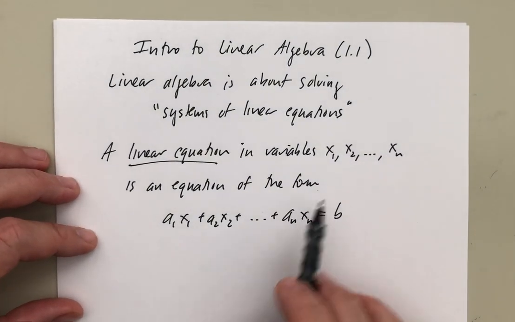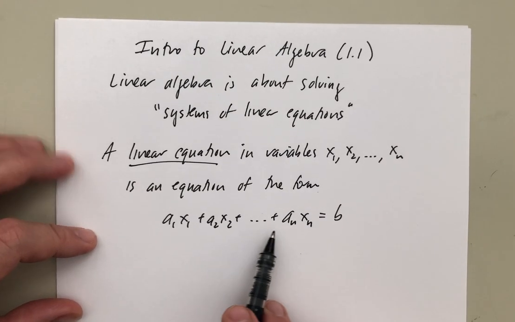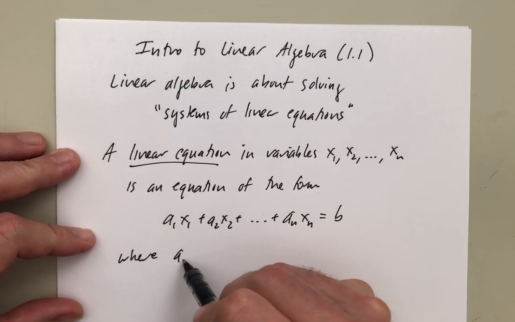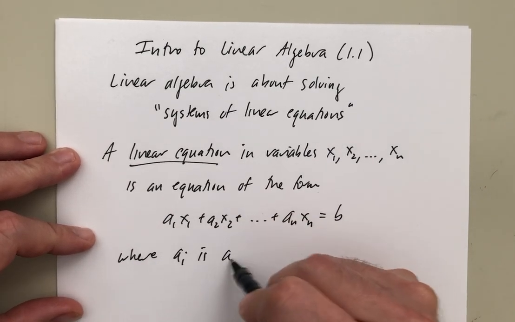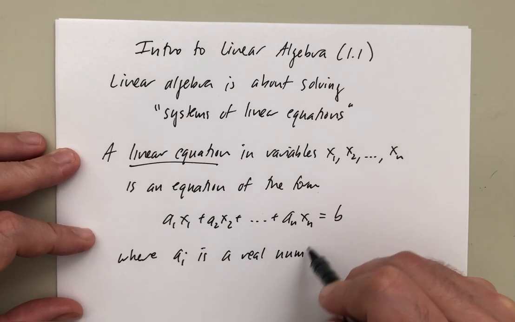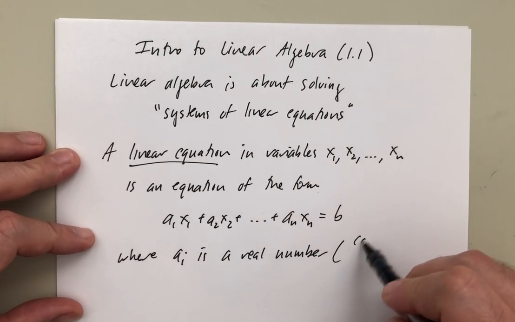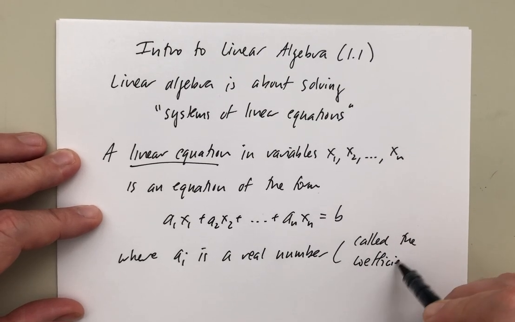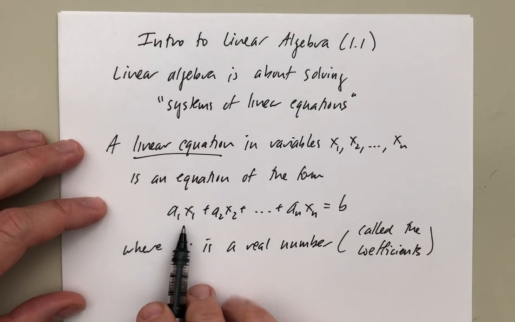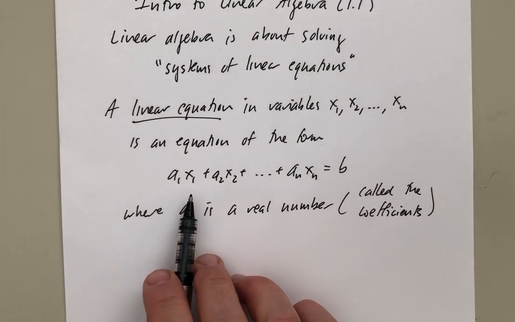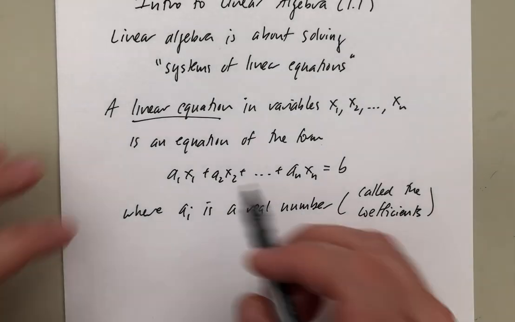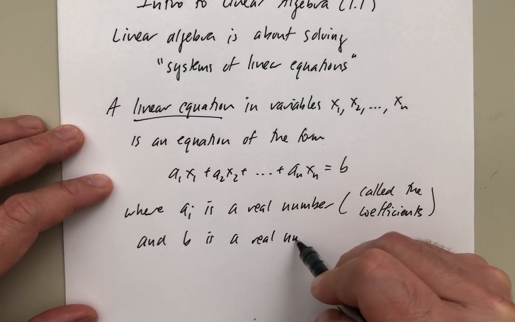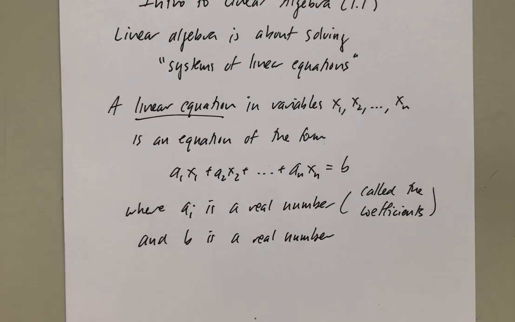So what am I saying here? Well, the x1, x2 up through xn, those are the variables, those are the unknowns. These ai's will be numbers where each ai is a real number. These are called the coefficients. The coefficients are the things we put in front of the x's, and then b itself should also be a real number. These can be any real number, an integer or otherwise.